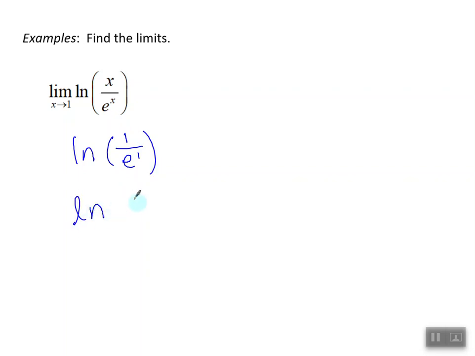So that makes natural log of 1 over e. An easier way to write that is natural log of e to the negative 1. And then using our inverse property, we're left with just negative 1. And substitution worked just fine, as long as we remember the inverse properties and laws of exponents.